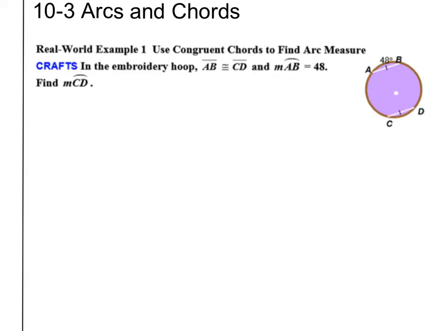Real world example number 2, use congruent chords to find the arc measure. This is a picture of an embroidery hoop. AB and CD are congruent, hence the congruent marks, and the measure of arc AB is 48. Find the measure of arc CD. This is the arc CD I'm looking for. If this one's 48, because the chords are congruent, then this one is also 48 degrees. Makes a lot of sense. That's just a quick little numerical example.